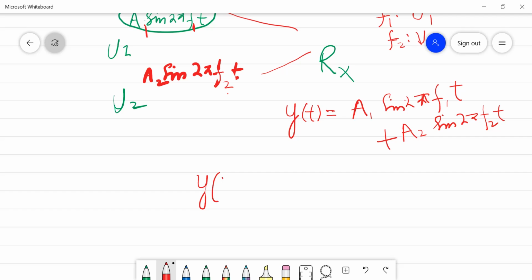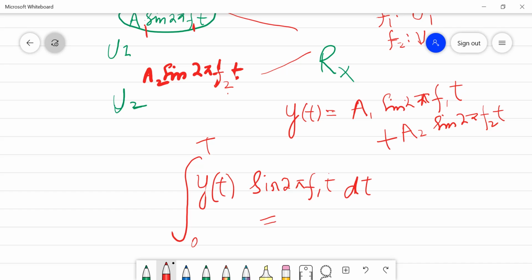Yeah, now y of t, and it will multiply it with sine 2 pi f1 t and integrate it for some time period T. Okay, so what you will get is two terms. One will be containing sine square 2 pi f1 t, right? I will just write those two terms, the other will be sine 2 pi f1 t sine 2 pi f2 t.